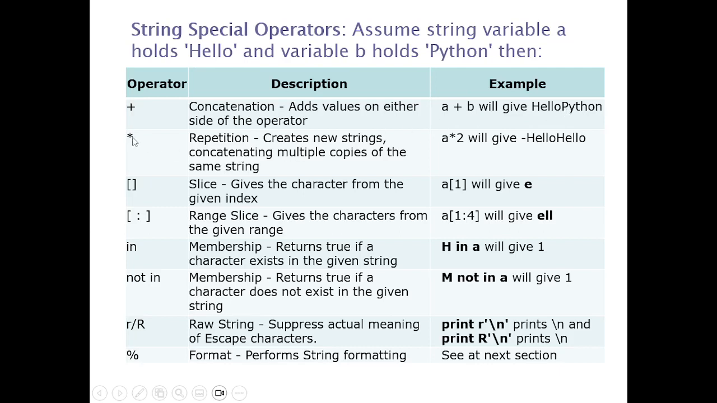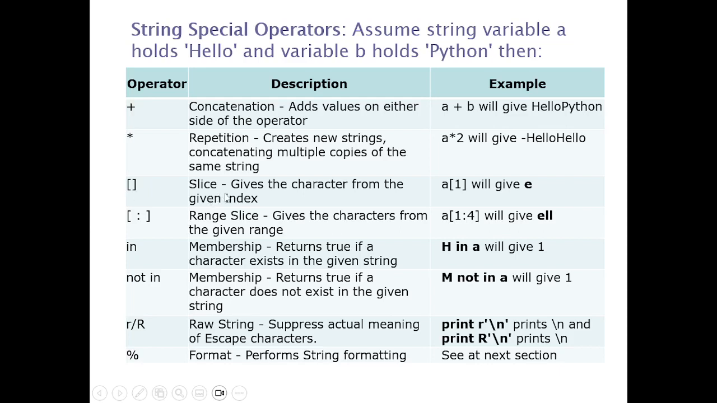Then this one is for repetition. Creates new strings concatenating multiple copies of the same string. So this is already discussed in my past discussions, but we go here today because that is only the overview, and this one is our focus discussion for string. So once we have A times 2, it will repeat twice. Since we repeated the A, it will give us hello hello because the value of A is hello.